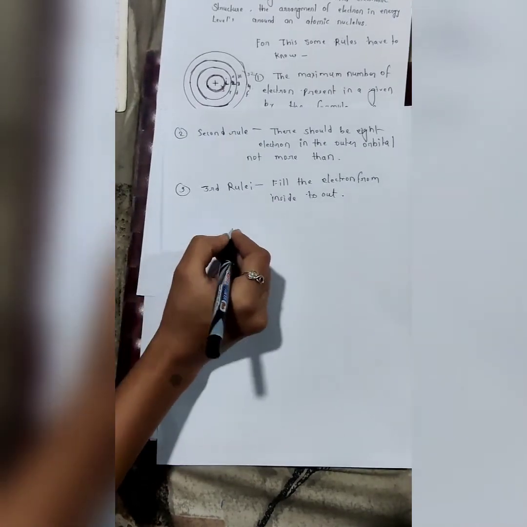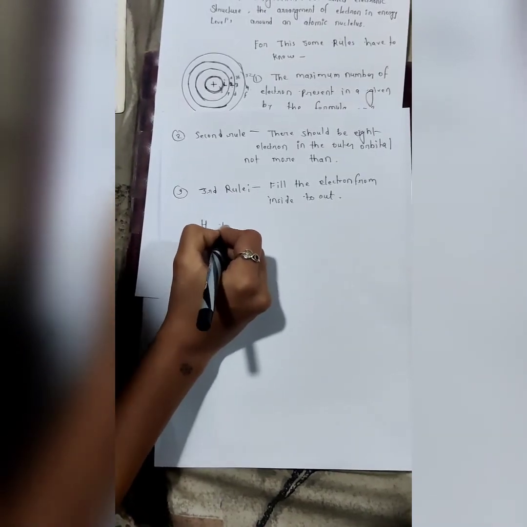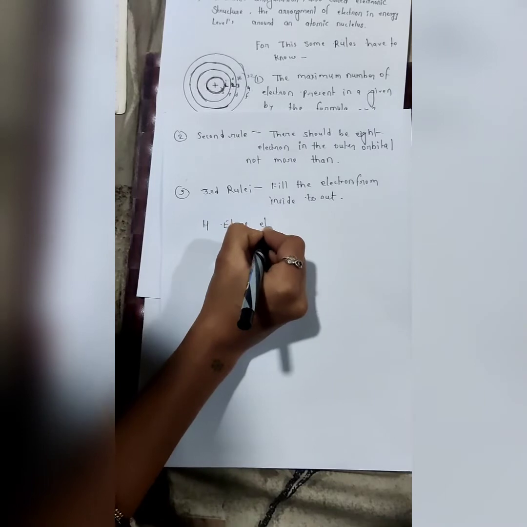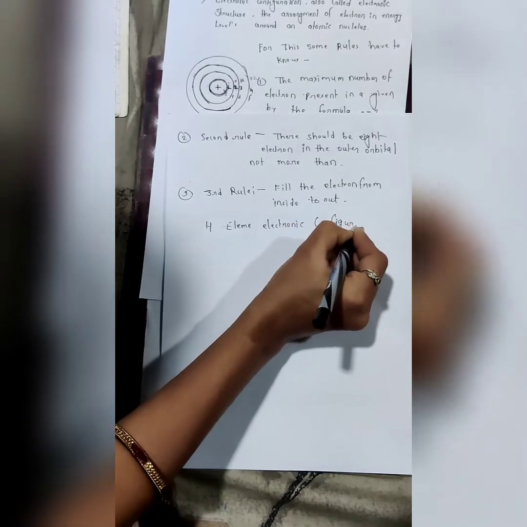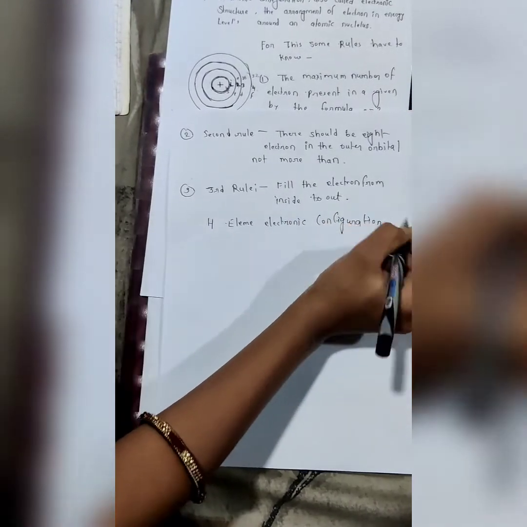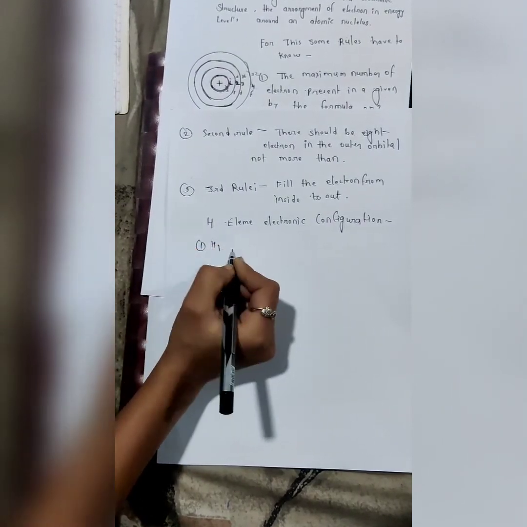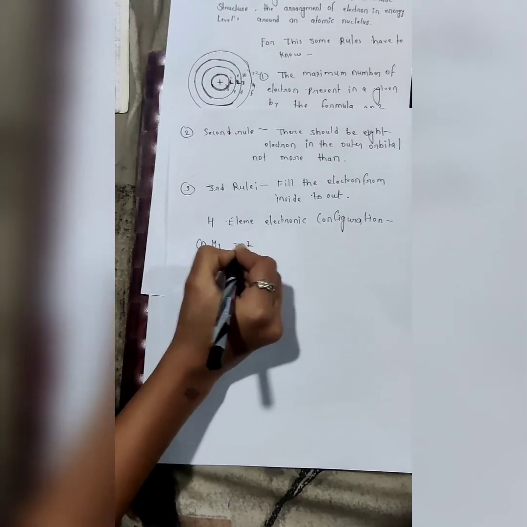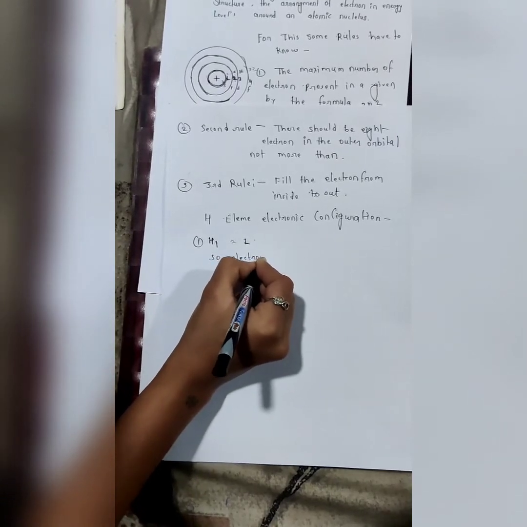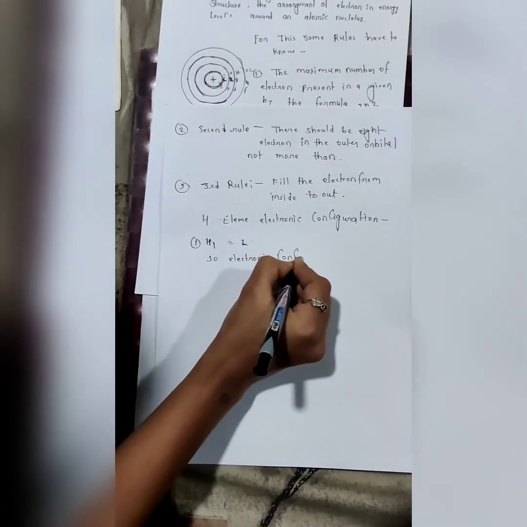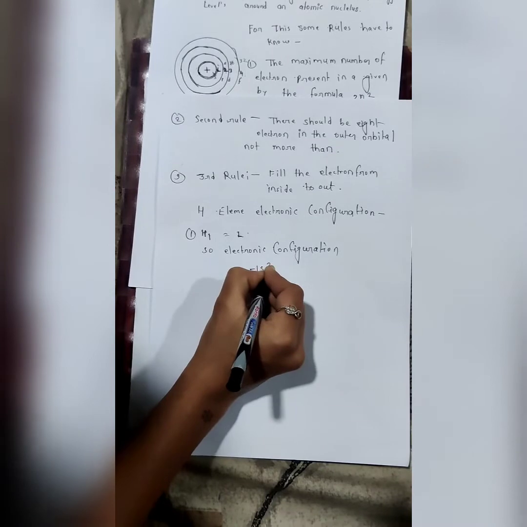Example, the electronic configuration of the hydrogen element. Hydrogen has atomic number 1, so its electronic configuration is 1s1.